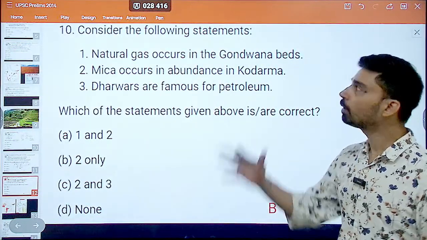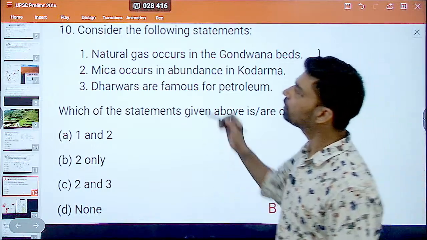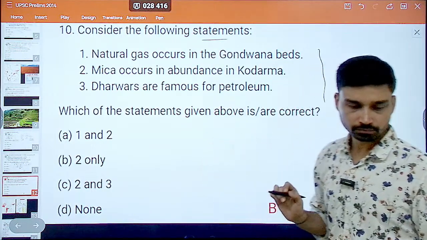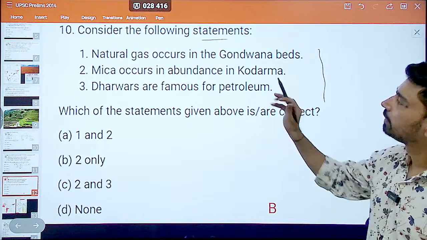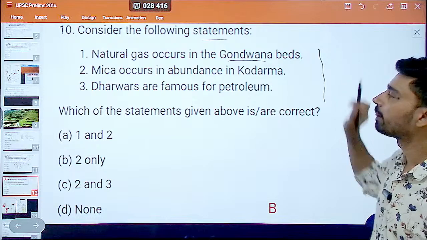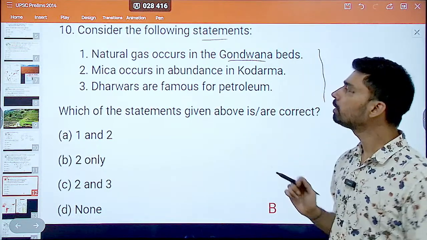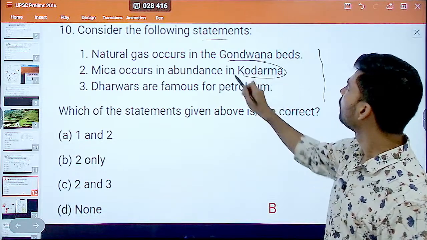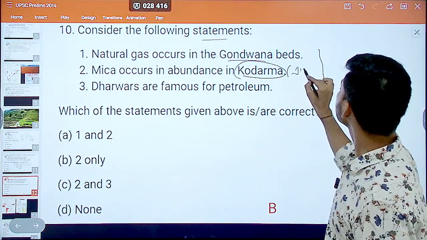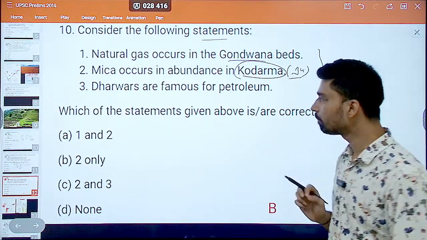Next is about mineral deposits in India. The question is asked, consider the following statements, where we have discussed about natural gas. So natural gas occurs in the Gondwana belt, correct or incorrect? Second is mica, very important mineral, occurs in abundance in Koderma. Now Koderma, if you do not know, is a small city that is situated in the state of Jharkhand in the eastern part of India.